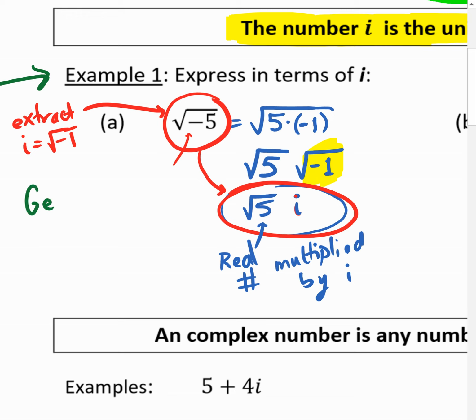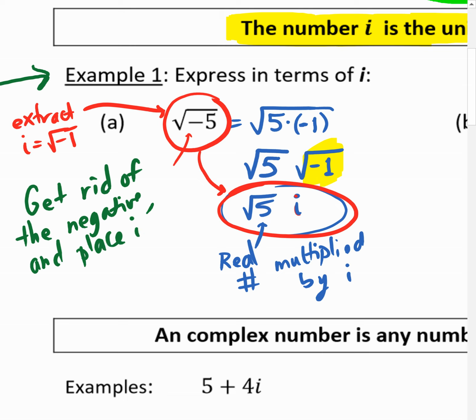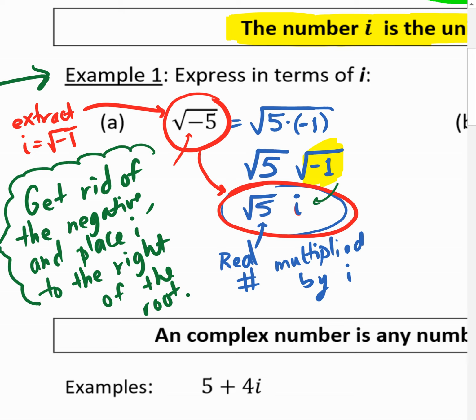You can just get rid of the negative and place i to the right of the root. Of course i doesn't want to go inside the root, because i itself is already a root. So you're just going to get rid of the negative that's inside the root you're given, and then put an i on the side instead. That's the shortcut.